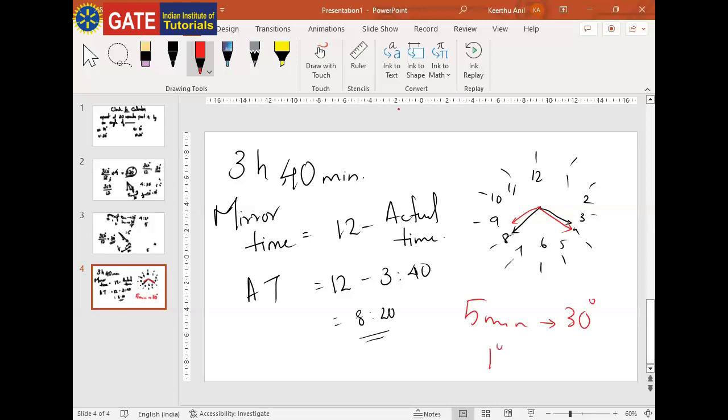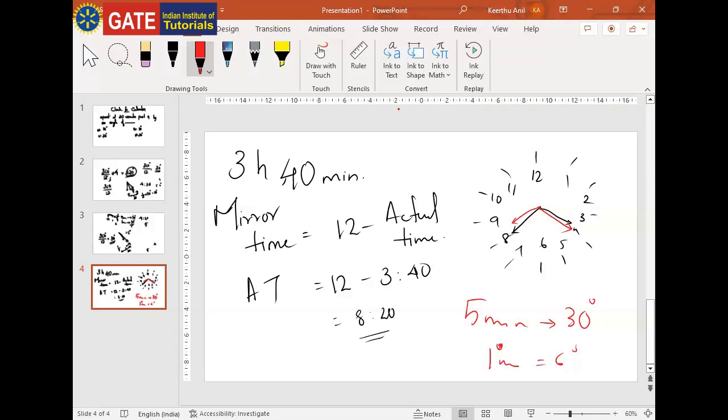Otherwise, you can remember this: one minute means 6 degrees. So 2 minutes means 12 degrees. With that, however many minutes you need, you can find the degrees.